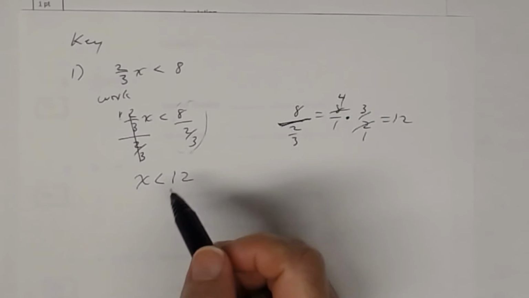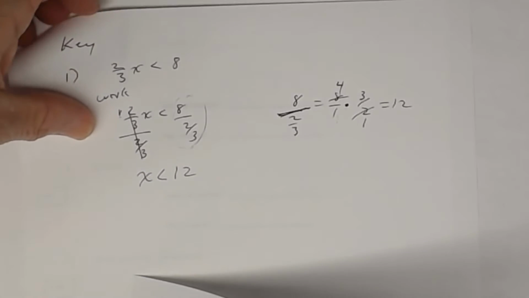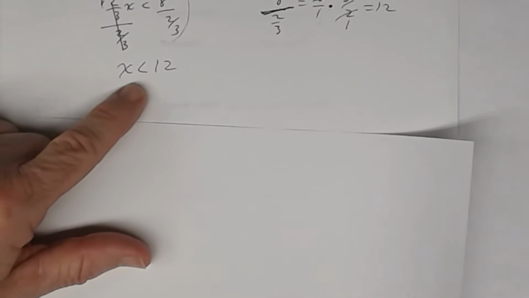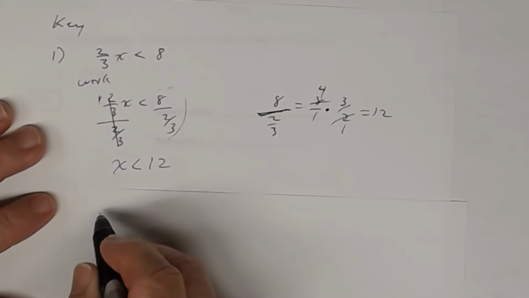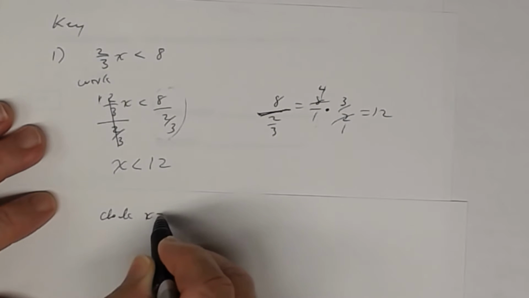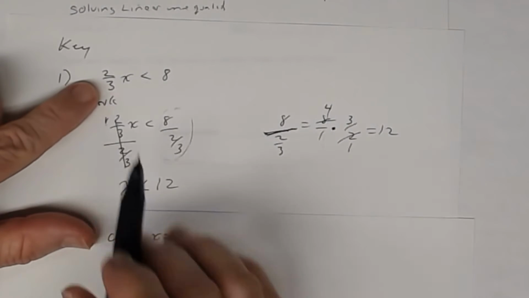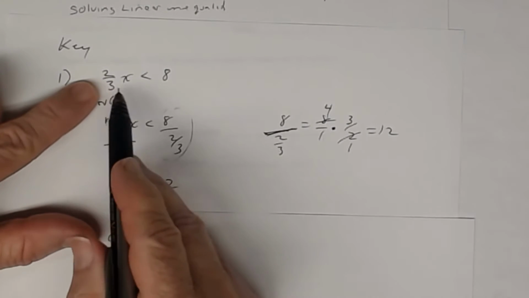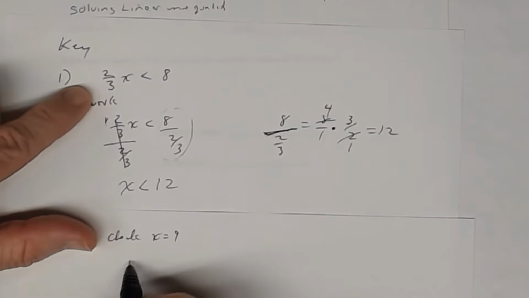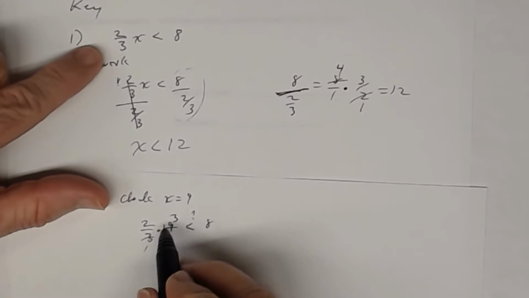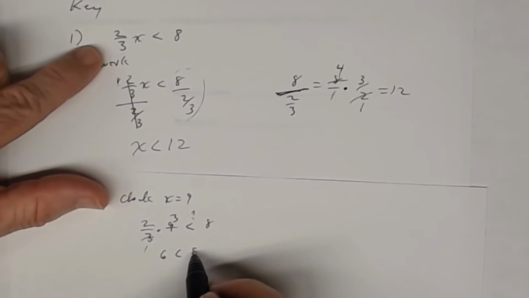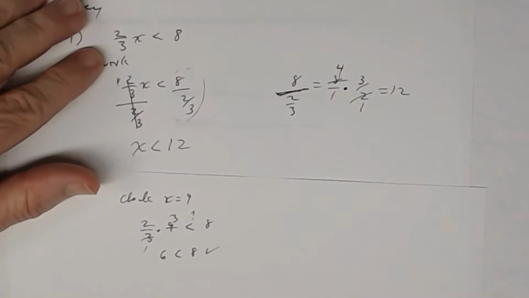All right. So for example, just to show you, let's pick a number that's less than 12, like let's say 9. So let's just check x equals 9. I'll go back to the original. I want to see if I substitute 9, if this is going to be less than 8. So I get 2/3 times 9. 3 into 3 is 1, 3 into 9 is 3, 2 times 3 is 6, and 6 is less than 8.